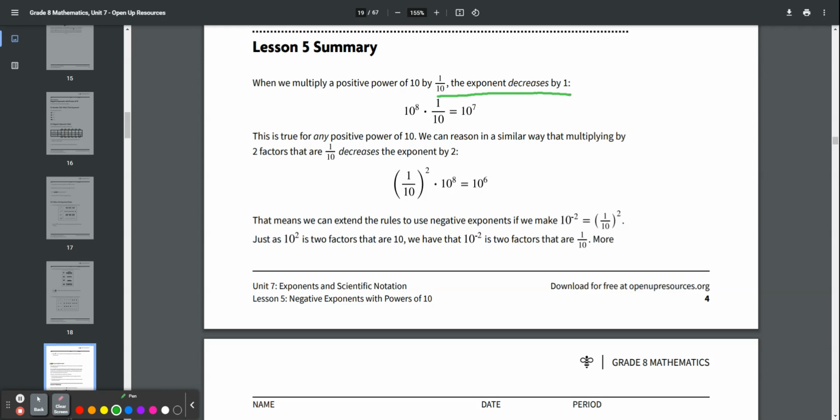We can reason in a similar way that multiplying 2 factors that are 1/10 decreases the exponent by 2. So we see that same piece with that. It means that we can extend the rules to use negative exponents to make a reciprocal statement right here, which means that 10 to the 2nd power is 2 factors that are equal to 10. So when we have 10 to the -2nd power, we have 2 factors that are 1/10.